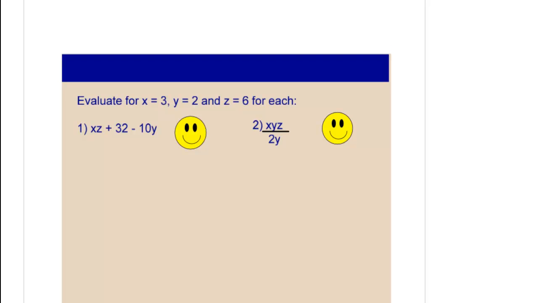Go ahead and complete each of these problems. I'll give you the answer, but I will not give you the steps. And check back and see how you do. Be sure to show all your steps. You should end up with 30 for number 1 and 9 for number 2. If not, check back and look through your steps.